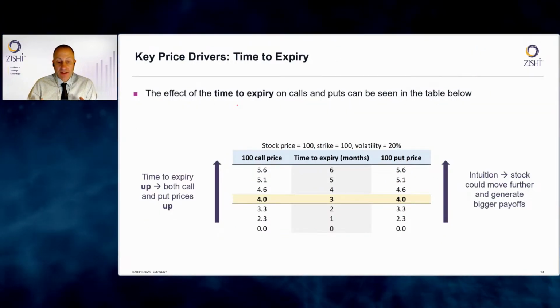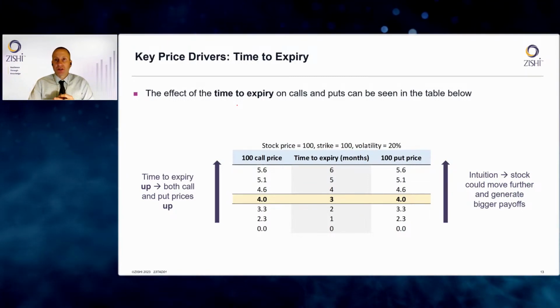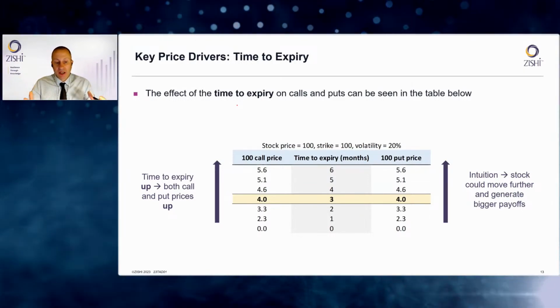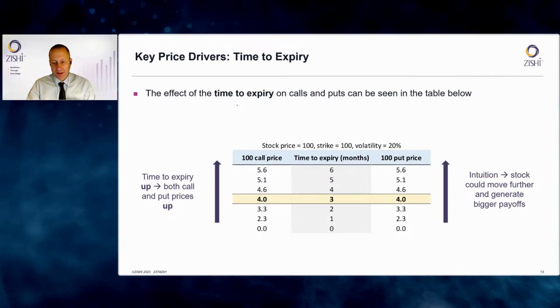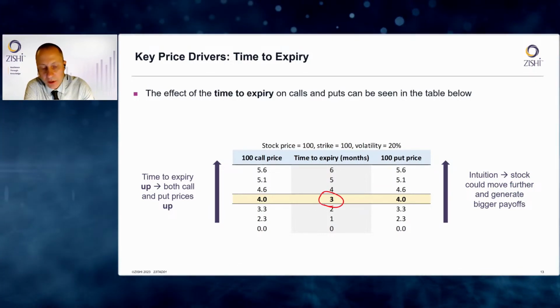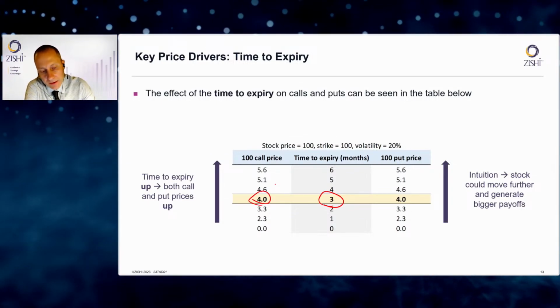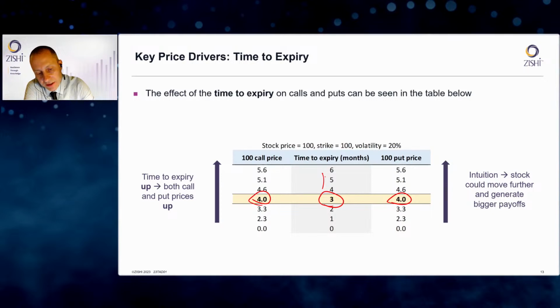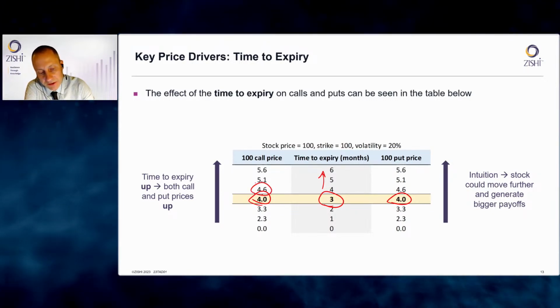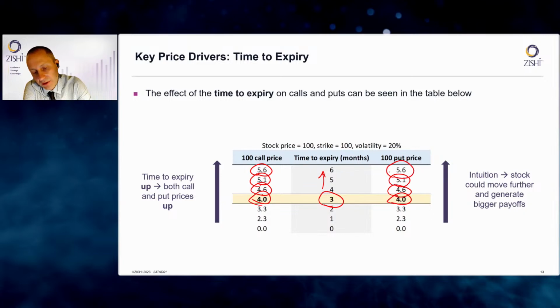Okay, let's have a look at the time to expiry. Now, what you'll see is, as we give an option a bigger time to expiry, we also increase the price of both calls and puts. So you can see I started off pricing up a 3-month option, quarter of a year. And as we increase the time to expiry, you can see that the prices of calls and puts both increase.